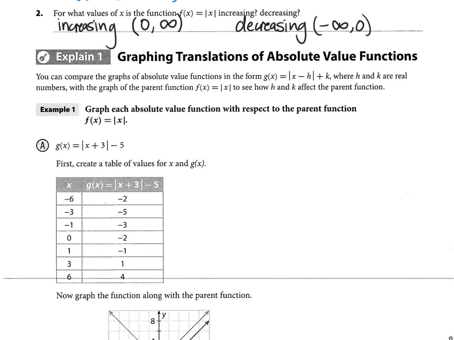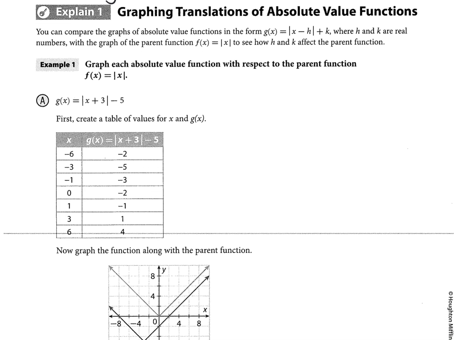So you can see here they picked some x values, -6, -3, -1, and so on, and they've plugged them in. So let's see how they got those answers. We have absolute value of x plus 3 minus 5, and we're going to replace the x value with the numbers from the table. So they chose -6. -6 plus 3 is -3, but the absolute value of that turns out to be +3. And we have to subtract 5, giving us -2.